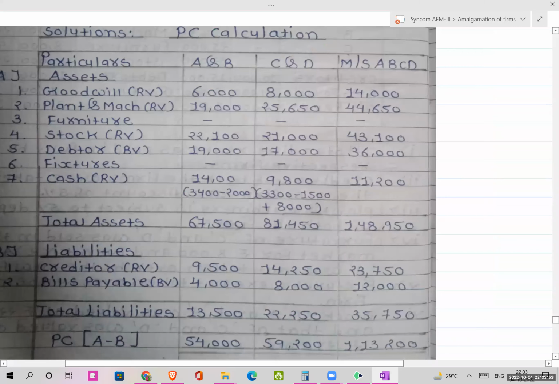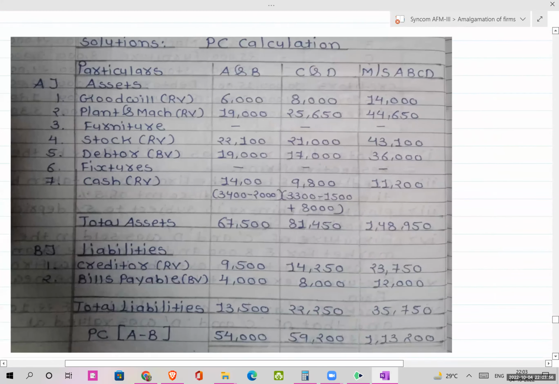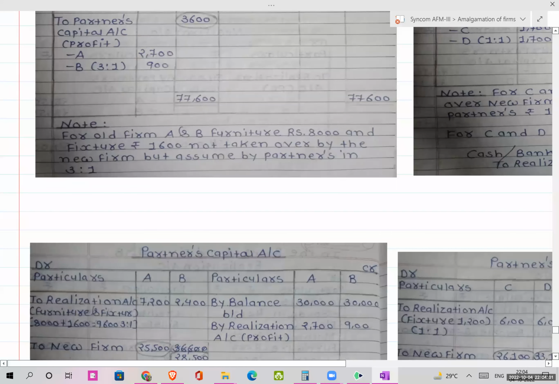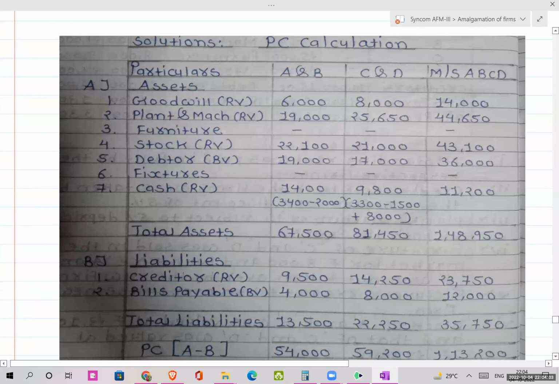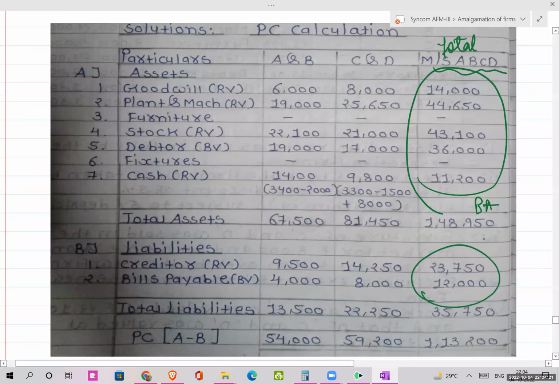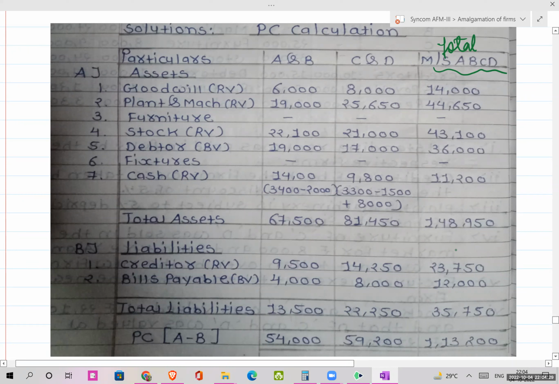And I have told you the fundamentals of PC calculation, what to do. Whenever you are calculating PC, you are also supposed to calculate the total column of the PC. This one I always keep saying. Here is your total column. That is the new firm. And when you make the balance sheet of the new firm, you put this on the asset side, and this on the liability side of the balance sheet. So to make it easy later, we do it in your calculation. It saves time as well.